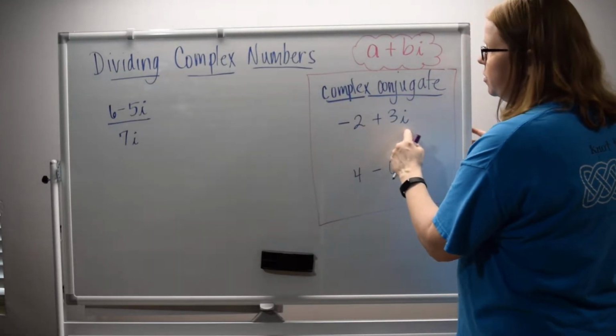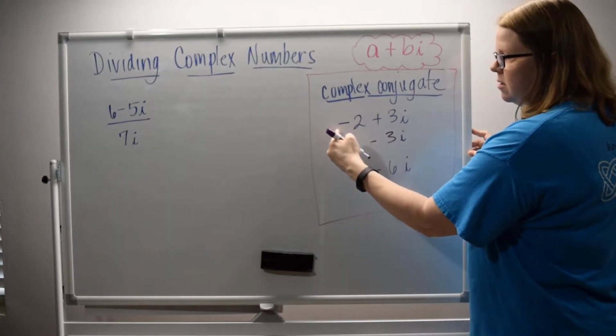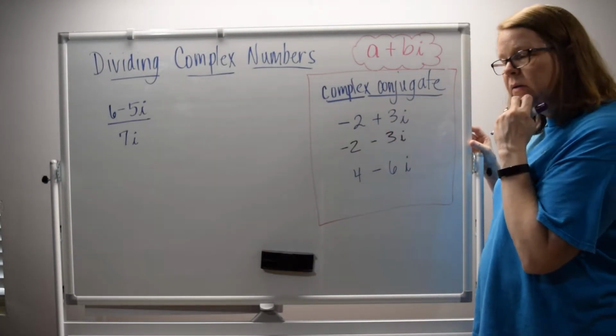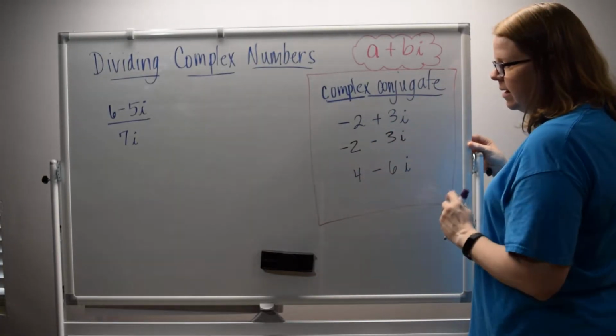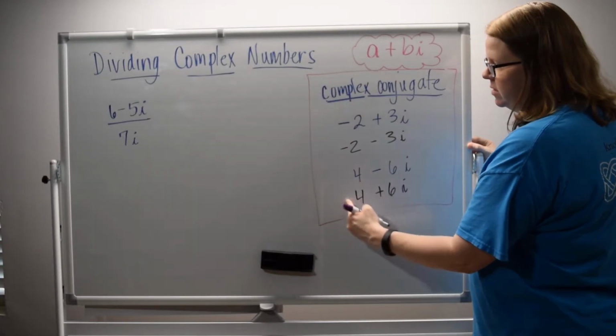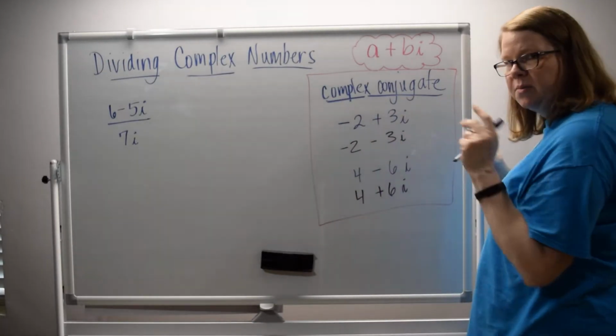So negative 2 plus 3i would be negative 2 minus 3i. The real number stays the same, the complex number changes to the opposite sign. So 4 minus 6i would be 4 plus 6i. Real stays the same, and the imaginary part changes to the opposite sign.